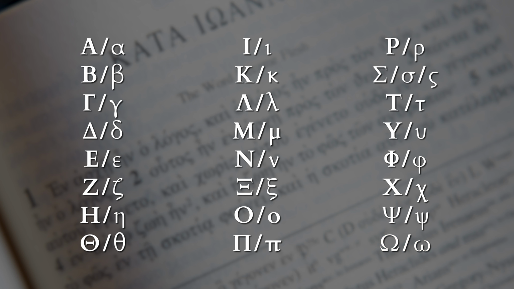One final time. Alpha, beta, gamma, delta, epsilon, zeta, eta, theta, iota, kappa, lambda, mu, nu, xi, omicron, pi, rho, sigma, tau, upsilon, phi, chi, psi, omega.